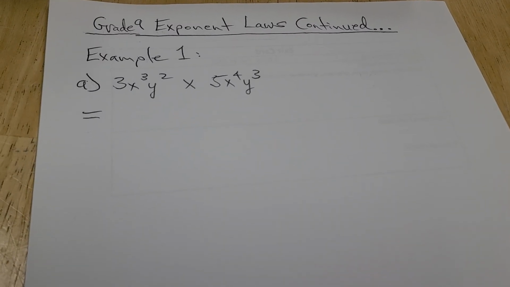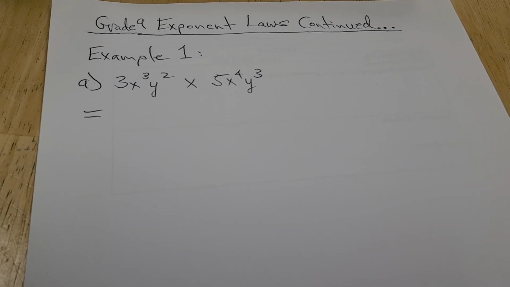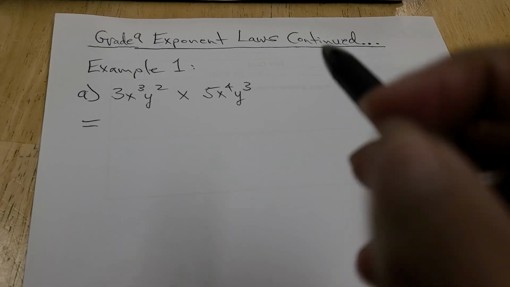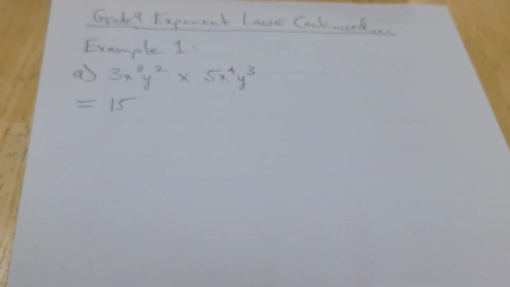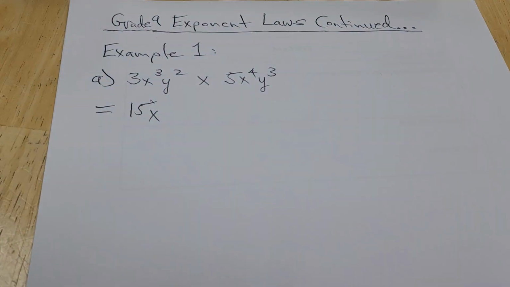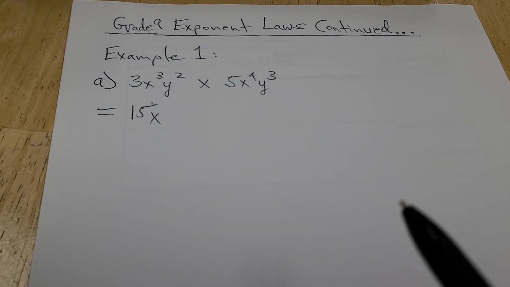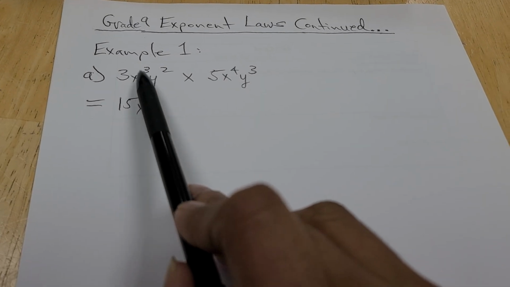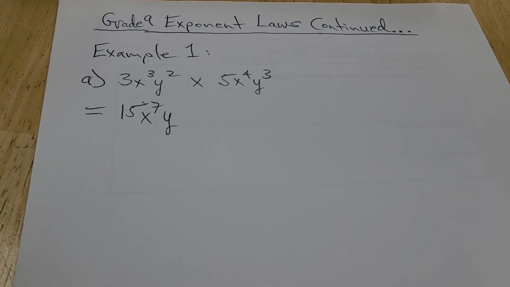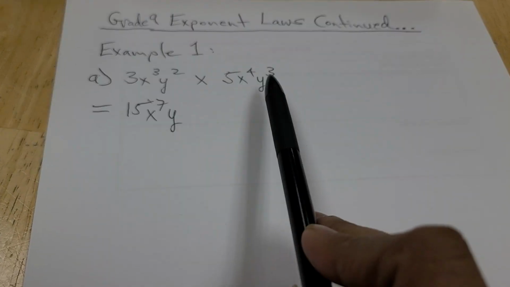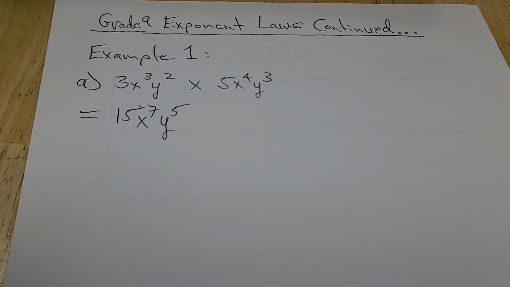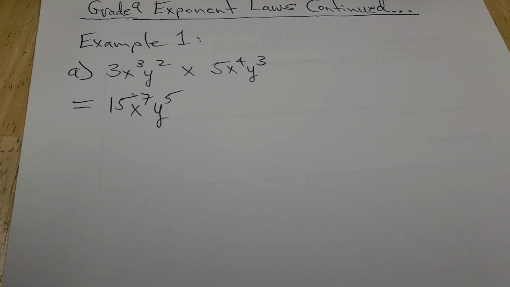Okay, so here's example 1. It says 3x cubed y squared times 5x to the 4 y cubed. So what you're going to do is first multiply the two numbers. I'm going to do 3 times 5, so 15. x to the power, and you're going to add the exponents together. x to the 3 plus x to the 4, x to the power of 7. If you look at y, this is y squared and y cubed. I'm doing 2 plus 3, y to the power of 5. Okay, and this is the final answer.